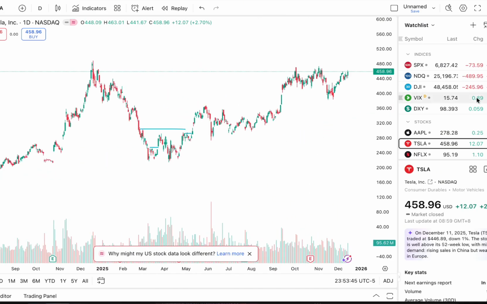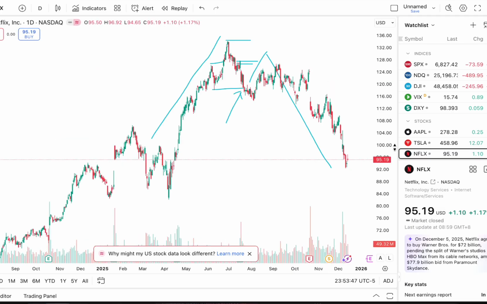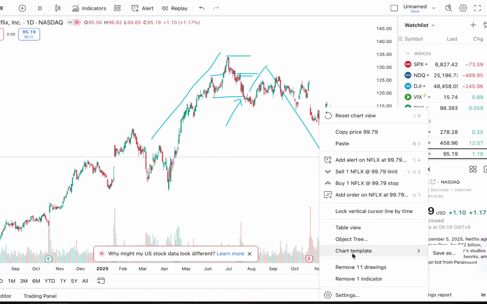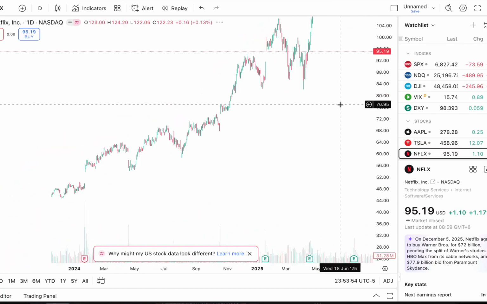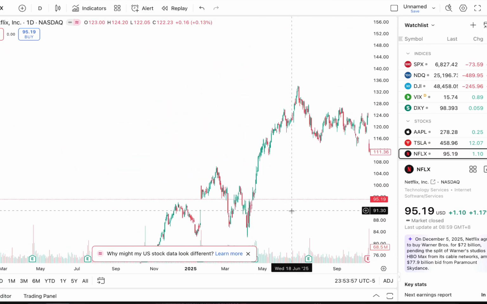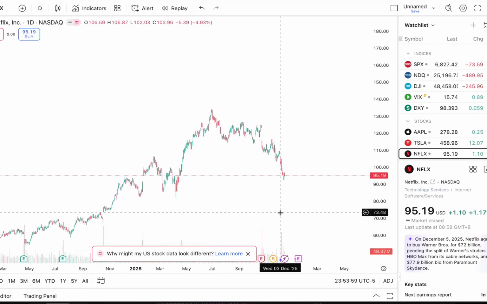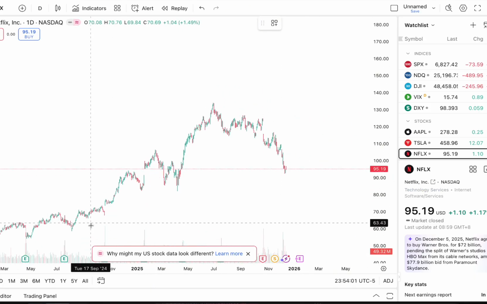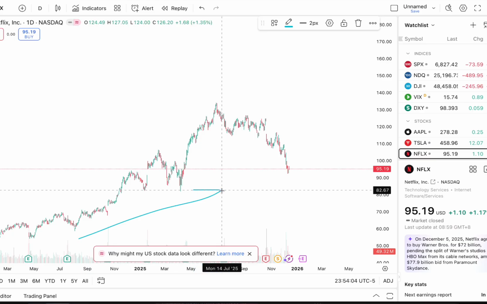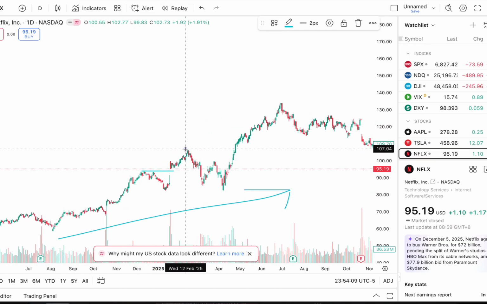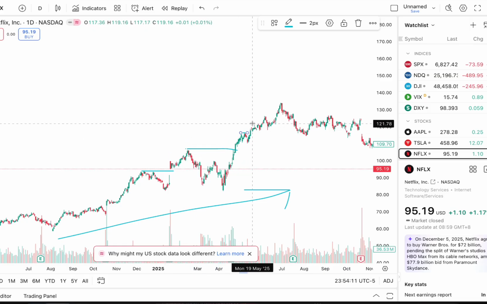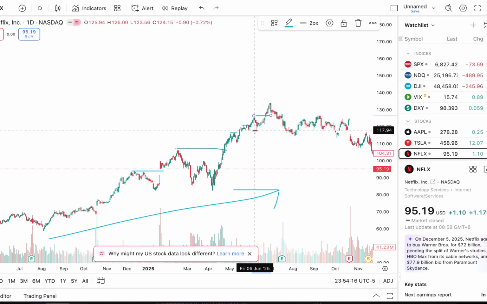Let me show you another example. Let me get Netflix. Okay, so let's say you were in Netflix and price is going upwards. Price is making higher highs, higher highs, higher highs, higher highs continuously. And then that's the previous higher low.